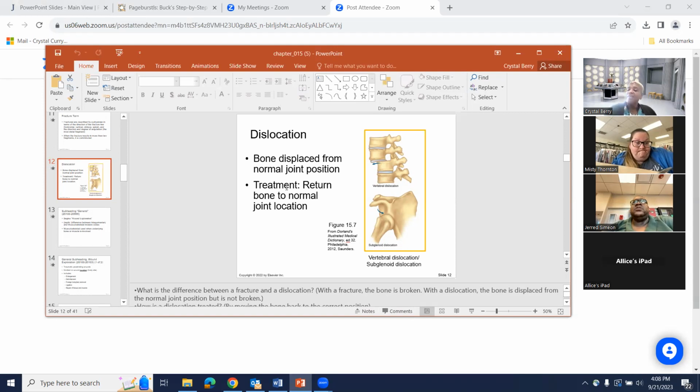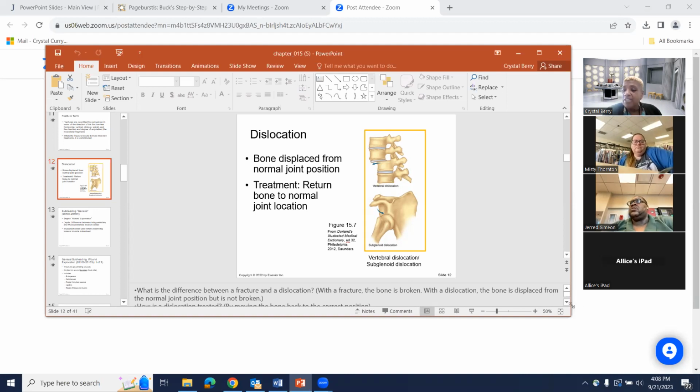So it's dislocated. Sometimes if you have a fall or something happens, and it's not that it's broken all the way, it's just shifted, dislocated. And so the treatment is to put it back into the normal position. And so they're showing you right here, vertebral dislocation, subglenoid dislocation. So it's just showing you how it can shift a little bit and then it's put back.